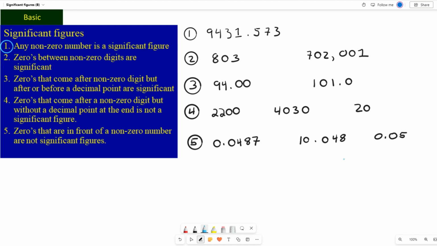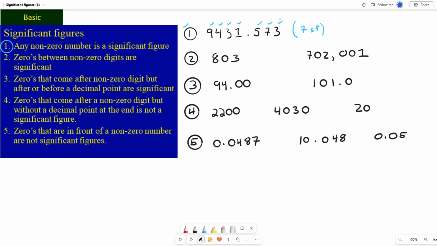So if we look up here at example 1, the 9 is significant, the 4 is significant, the 3 is significant, the 1 is significant. Doesn't matter whether it's on the left or the right-hand side of the decimal. The 5 is significant, the 7 is significant, and the 3 is significant because they're all non-zero numbers. So this number here has 1, 2, 3, 4, 5, 6, 7 significant figures in it.